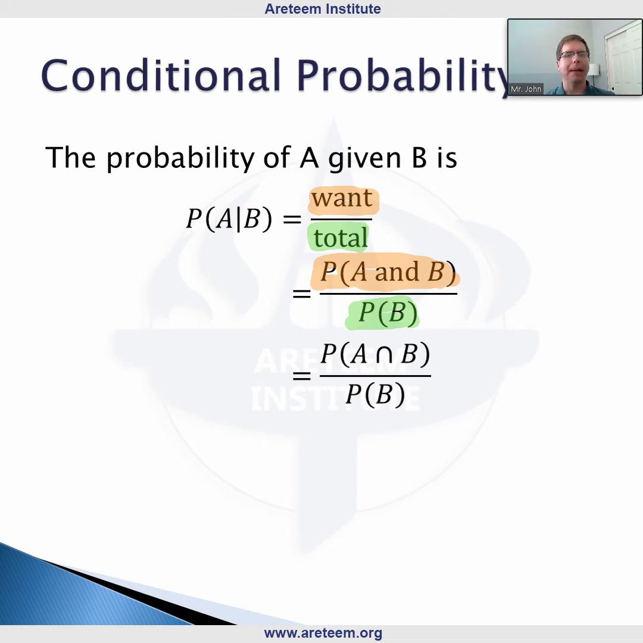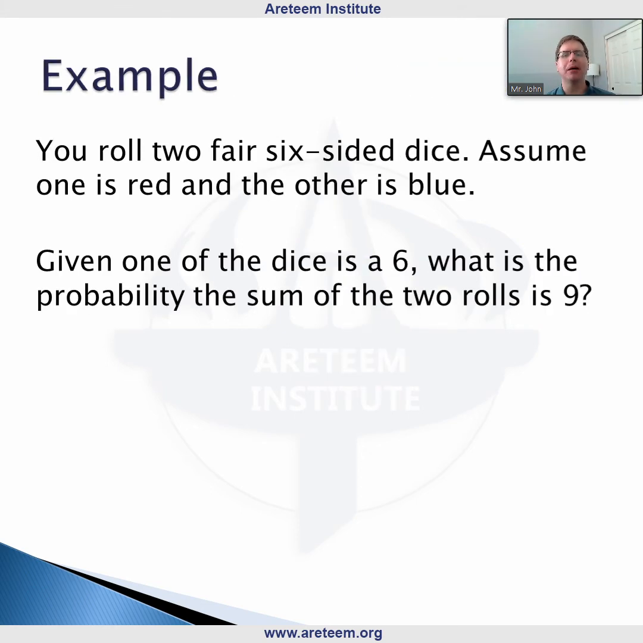Now, I'm not saying you needed to use this formula for the previous question. I think the previous question is easiest just to say, only the blue die matters, 1 in 6 of them work, that is our answer. But let's look at one that's a little bit more complicated.